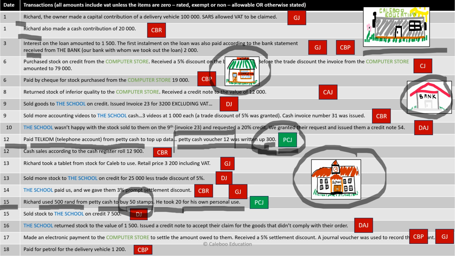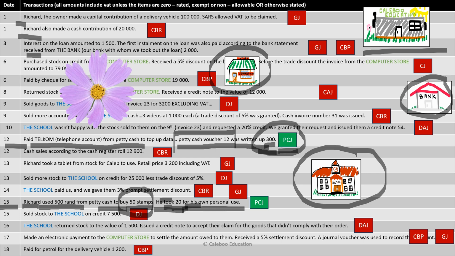He bought 50 stamps. He took 20, maybe to send out some Christmas cards. So 50 minus 20, 30 are for business use, and 20 will go under drawings. The owner took 20 stamps for his own personal use. We're going to have to calculate the amount of money for business, what was spent on business stamps and what was spent on personal stamps. So we'll look at that in a bit more detail.